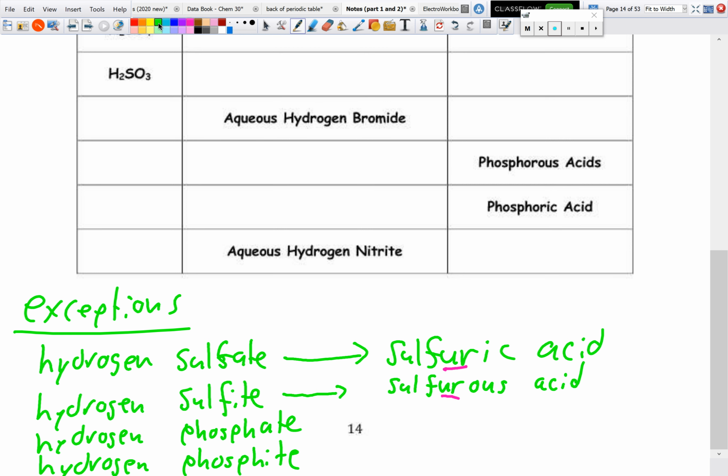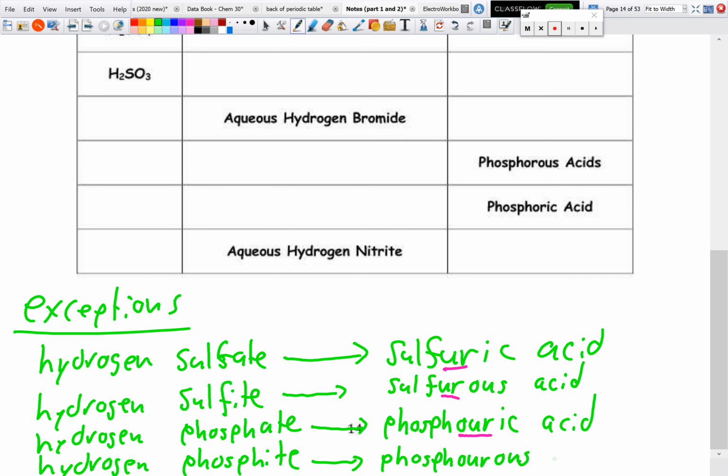And the same thing is going to happen for the phosphate and the phosphite ions: we're not just going to take the anion stem phos and then just go ic acid, we actually add an OUR. So the hydrogen phosphate turns into phosphoric acid, where we add this OUR at the end. And of course the phosphite, same thing, we add that OUR.